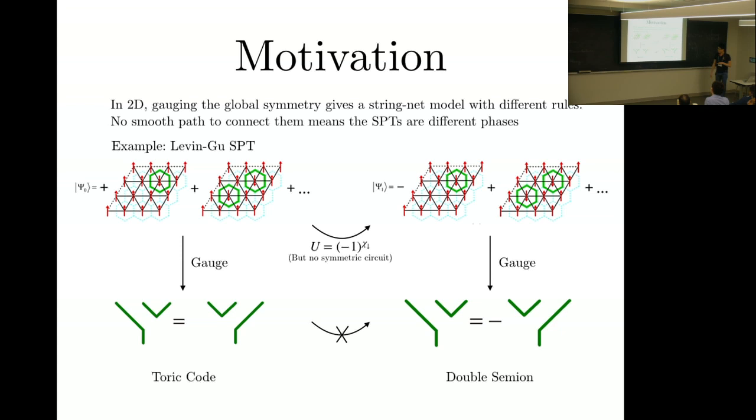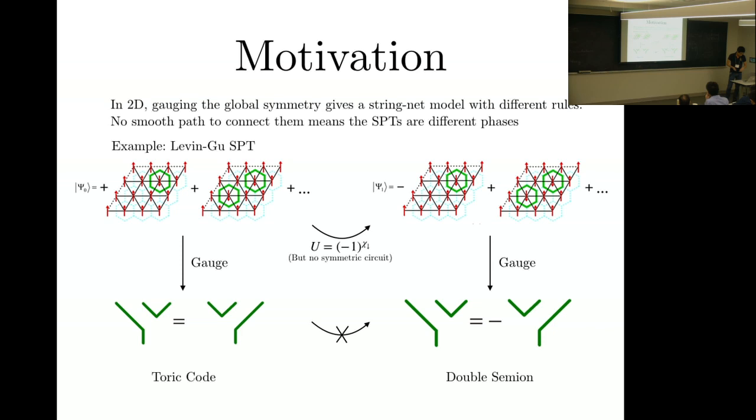And now we know that these two have different consistency conditions. In the toric code, when you fuse the two strings, you don't get a minus sign, whereas in the double semion, you get a minus sign. Since there's no smooth way to connect between the two, the two SPTs are different phases.